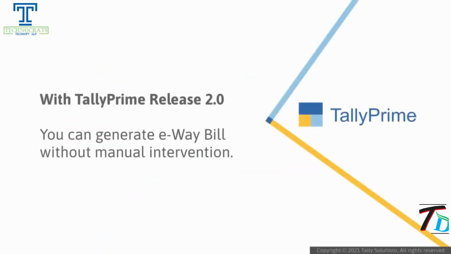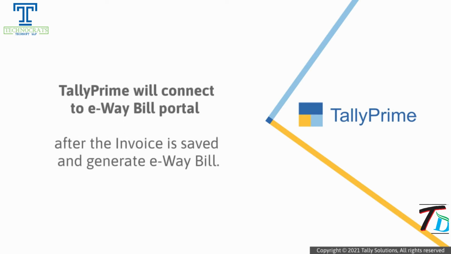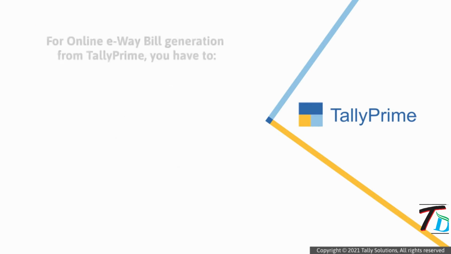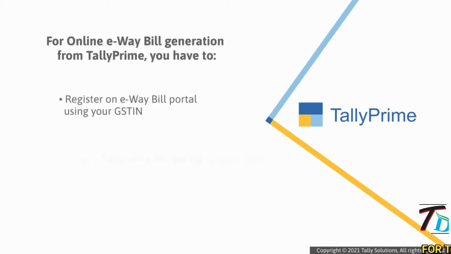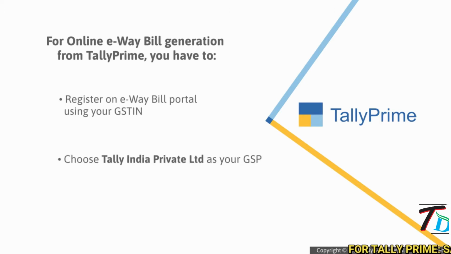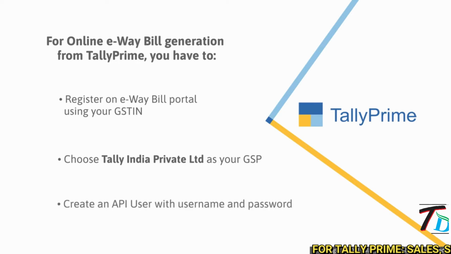Tally Prime Release 2.0 offers an integrated e-way bill feature that takes care of e-way bill generation without manual intervention. It is designed as a part of your regular invoicing activity and does not need any additional effort. To use Tally Prime for online e-way bill generation, you have to register for e-way bill and choose Tally India Private Limited as your GSP on the e-way bill portal.